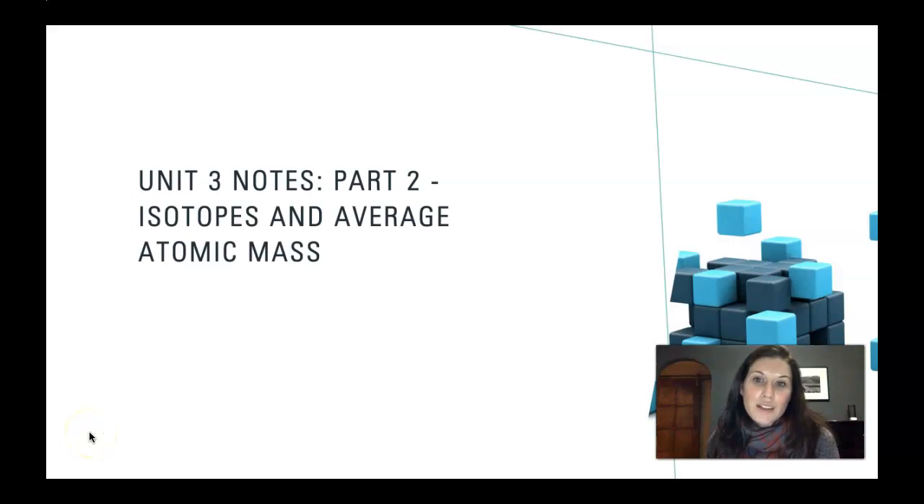Hi students, Miss Gardner here, and I am going to take you through our Unit 3 notes, Part 2, where we're going to talk about isotopes and average atomic mass. So make sure you have your notes document out and you are ready to fill in the missing portions and any questions as we go through this lesson.